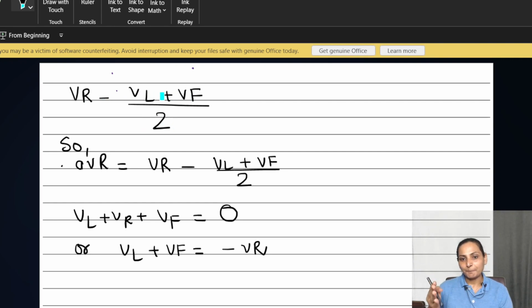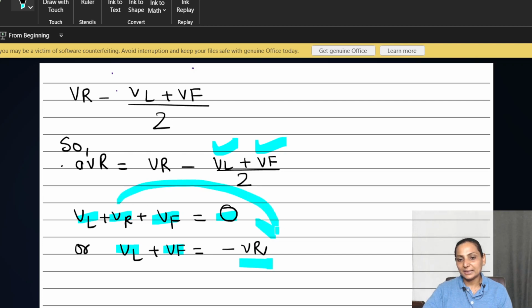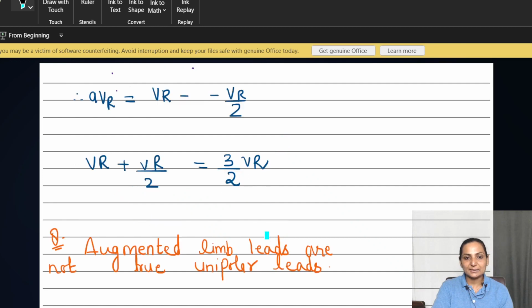We've seen this now. What is augmentation? AVR was VR minus the sum of 2, which were the negative terminals. So AVR is VR minus the mean of the other two. What is left? Left arm and left foot or the left leg. Now we know the law that VL plus VR plus VF is 0, right? Or you can say that VL plus VF is equal to minus VR. तो इसको अगर हम इधर ले लेंगे, सिंपल अलजेब्रा जो हम करते थे 10th में.